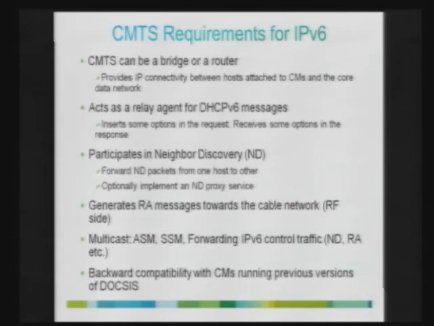And it has to participate in neighbor discovery messages. So it sends the router advertisement messages, it processes the router solicitation messages, and if it receives a router solicitation message, it will send out an out-of-cycle router advertisement message right away. Also it participates in neighbor discovery in such a way that it can either act as a proxy, or it is supposed to forward the neighbor discovery message from neighbor A on the cable side to neighbor B on the cable side, if A and B want to communicate with each other.